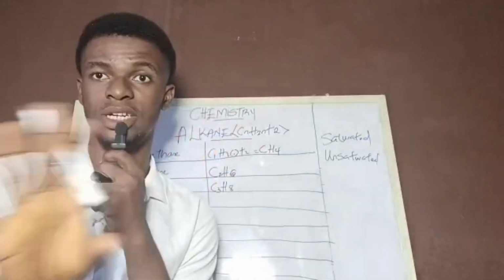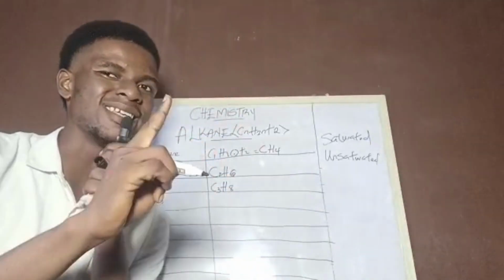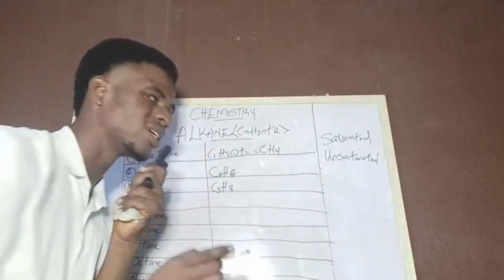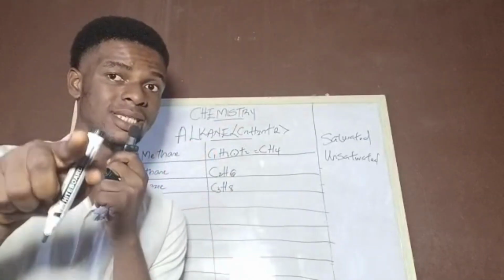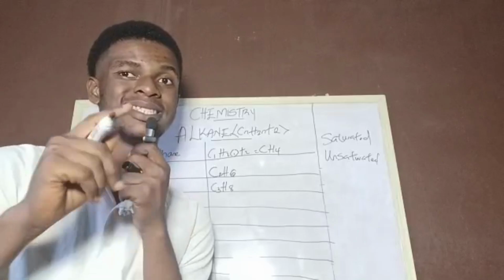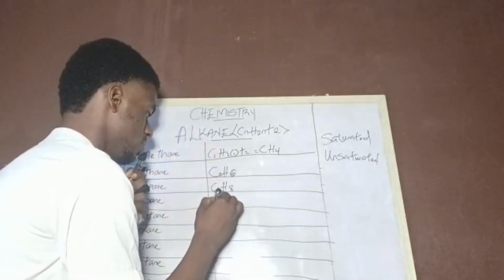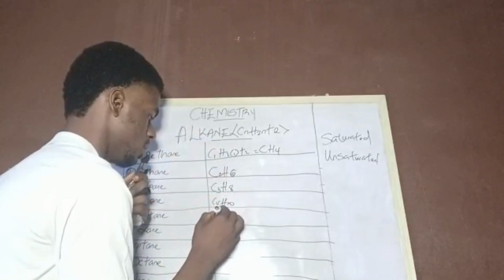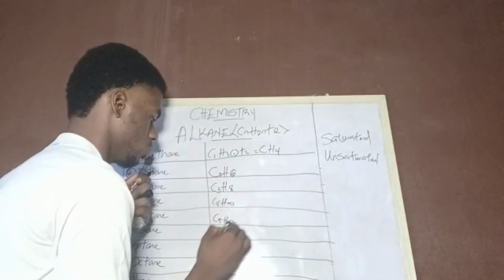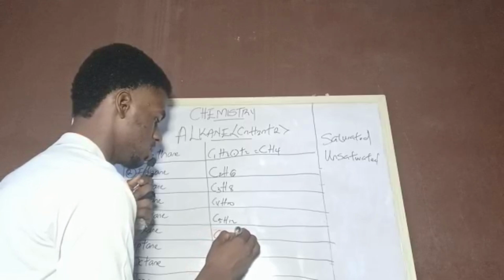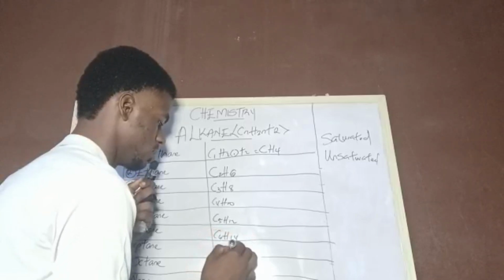Now this is a special trick you can use. The carbon increases by 1, but the hydrogen increases by 2, because each member differs by CH2. That is for a homologous series. So now we have C4H10, C5H12, C6H14, C7H16.